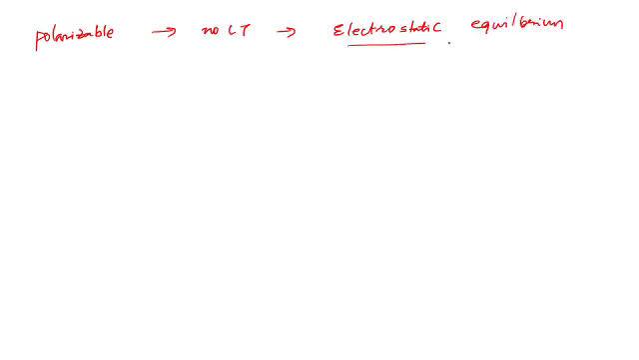So for polarizable electrodes, there is no charge transfer. This means there is electrostatic equilibrium. We will see what this electrostatic equilibrium means in a minute. We'll come back to that. Whereas in the case of non-polarizable electrodes, we have charge transfer, right? So here we have charge transfer equilibrium.